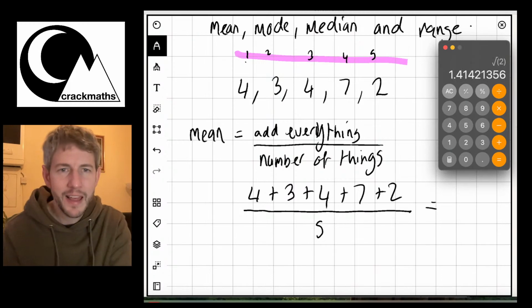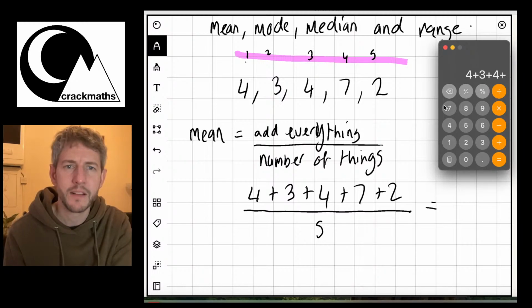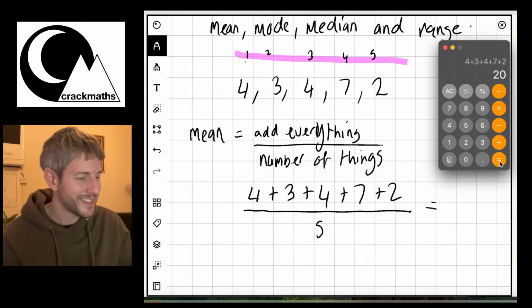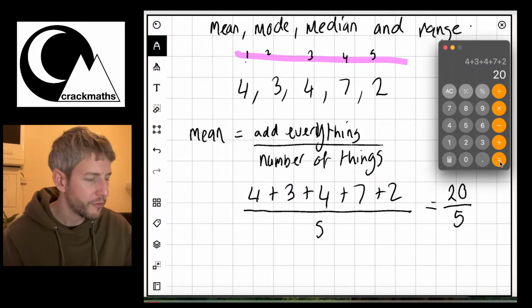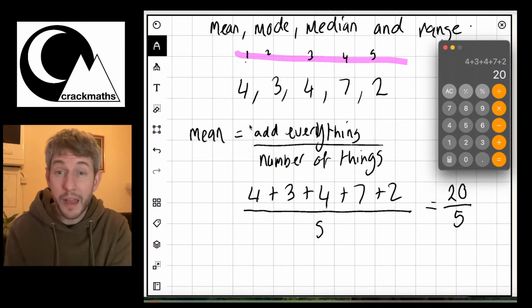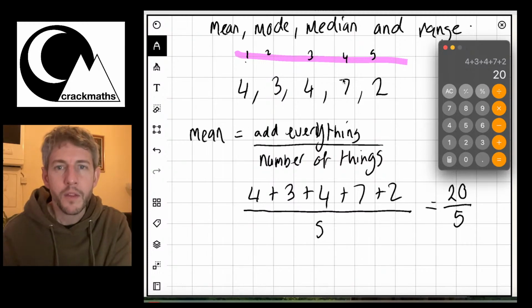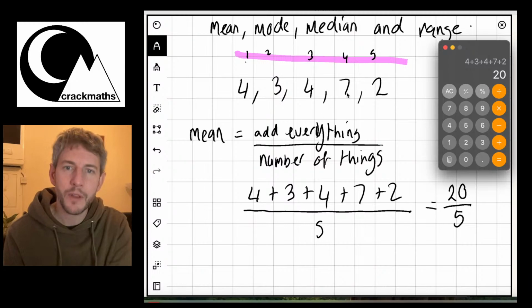Okay, so let's do 4, add 3, add 4, add 7, add 2. Okay. Oh, that's nice. So this equals 20. And so that's going to be 20 divided by 5. Remember, if you don't see this line very often, this line that we see here, it makes something look like a fraction. That line actually always means divide. So when I write this out, the mean equals add everything divided by the number of things. That line means divide.